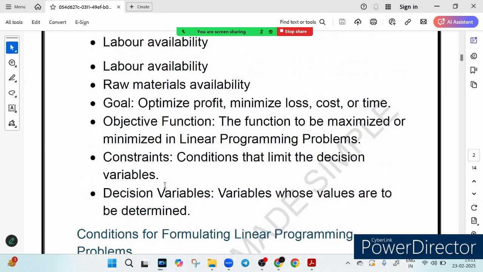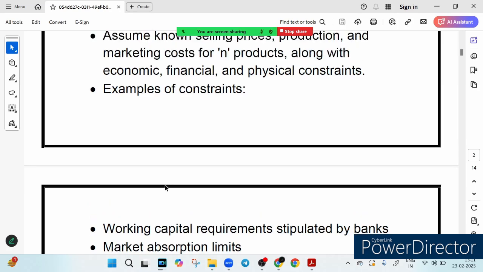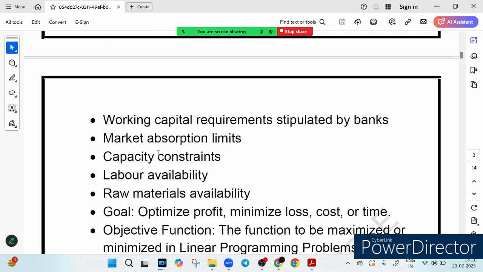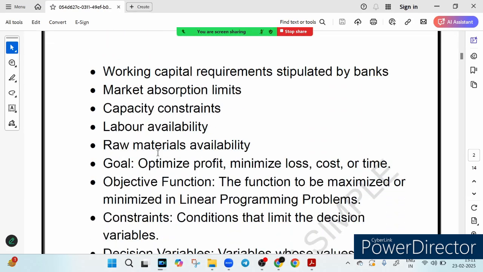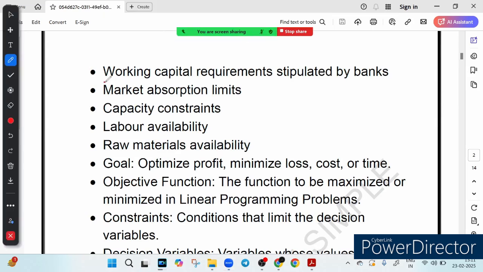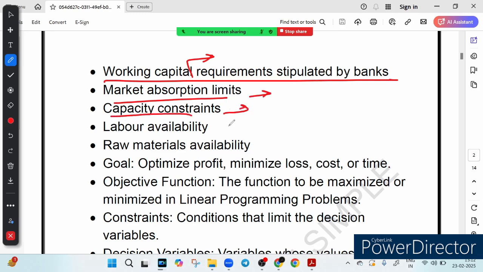Now, common constraints in business and banking. There are some common constraints, and you can see some examples given here. The first constraint is the working capital requirement set by the bank. For example, a bank may require a company to maintain a certain cash balance before taking a loan. You know it very well. Second is the market absorption limit. Companies can only sell a limited amount of product based on demand. Capacity constraint means a factory can only produce so much per day. Then labor availability and raw material availability. It means that a shortage of workers or material can affect production.